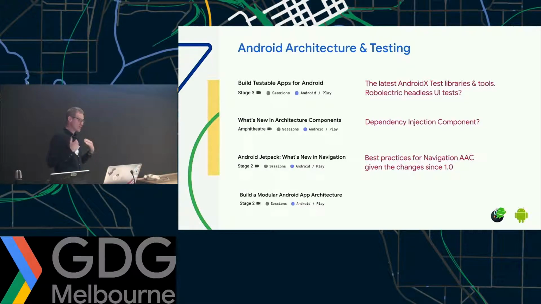I use the navigation component, and it's pretty cool, but a lot has changed since 1.0, and there's a few nuances there. So this talk will talk about what's changed. There's a talk on modular app architecture, and it looked interesting because it's going to talk about how different use cases, different apps like games versus banking apps, might dictate what architecture you use to build your app.